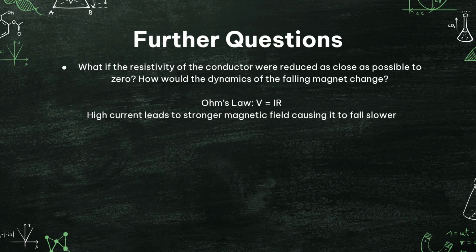Now, if the resistivity of the conductor were very close to 0, according to Ohm's law, the current would have to go up very high, and this high current leads to a stronger magnetic field, and this ultimately would cause the magnet to fall slower.